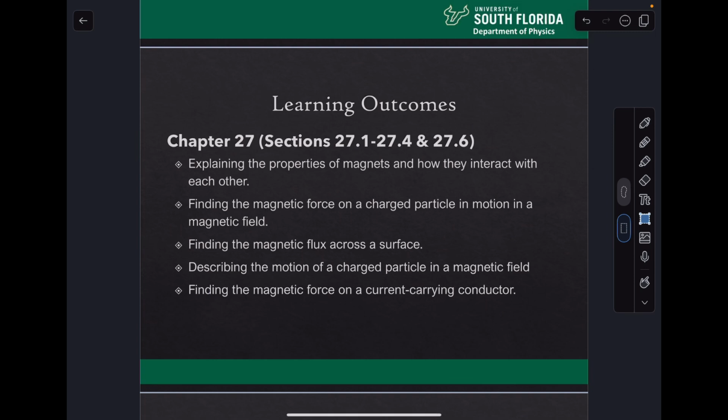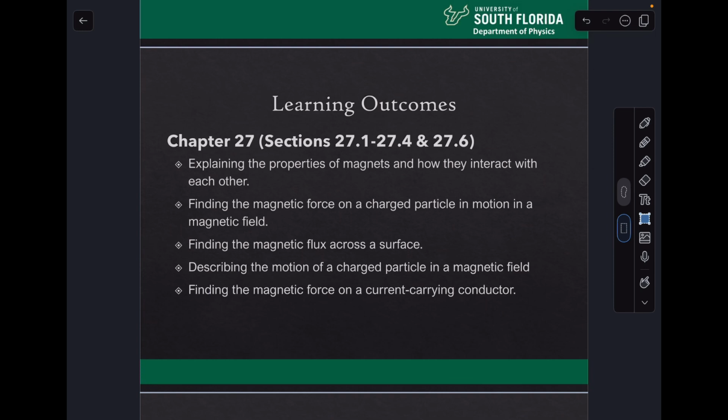We're going to first talk about the properties of magnets, how they interact with each other. So we're going to qualitatively talk about magnets. And then we're going to talk about the force that a charged particle feels when it's in a magnetic field, right? So magnetic fields create a force on moving charged particles. Then we're going to describe the magnetic flux through a surface, right? Analogous to electric flux, so that shouldn't be too bad.